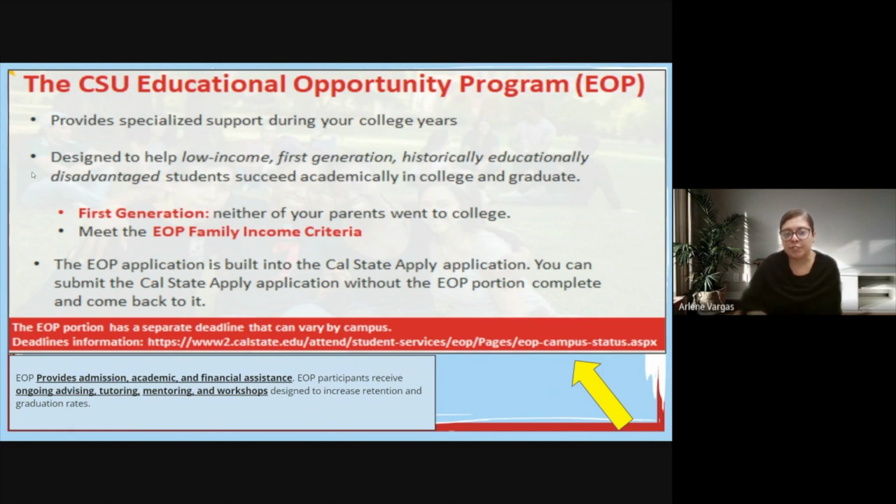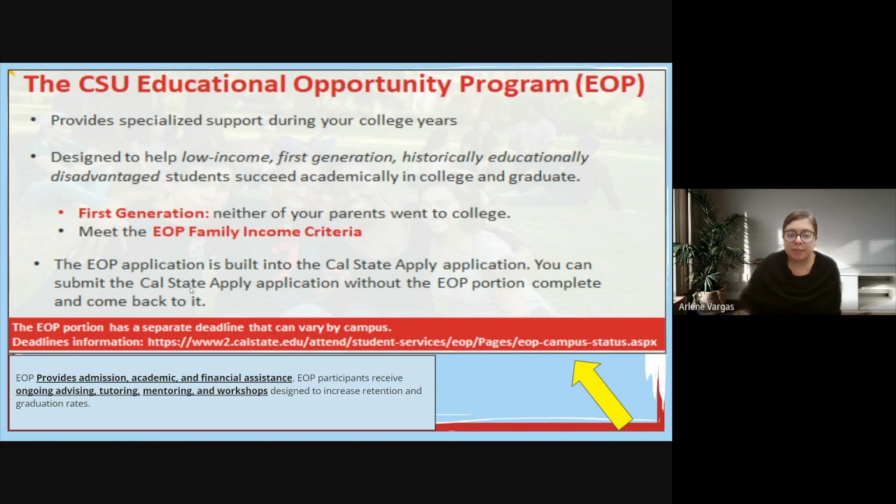And what does first-generation student mean? Specifically, it means that neither of your parents completed a college degree. Okay. There's also some EOP family income criteria. Towards the end, I'll share with you a few links under our additional sources page where you can find what that criteria is, okay?